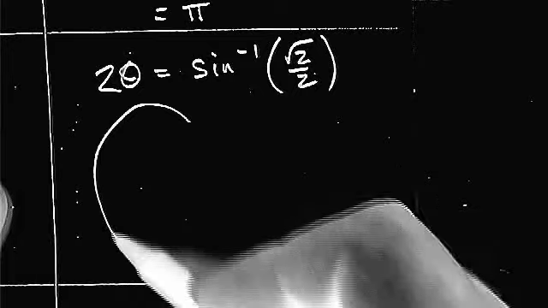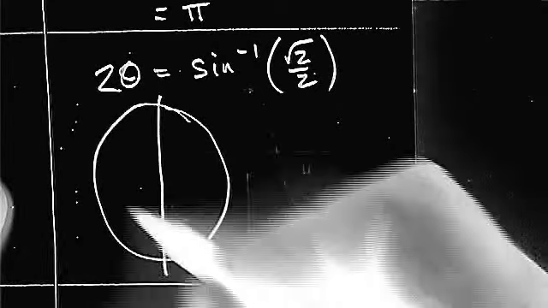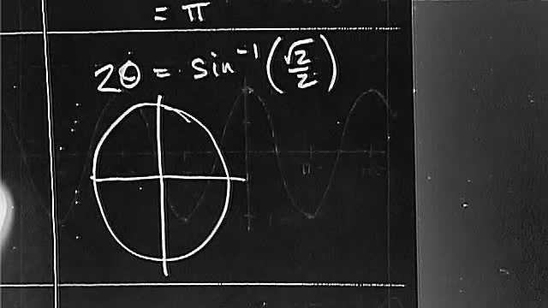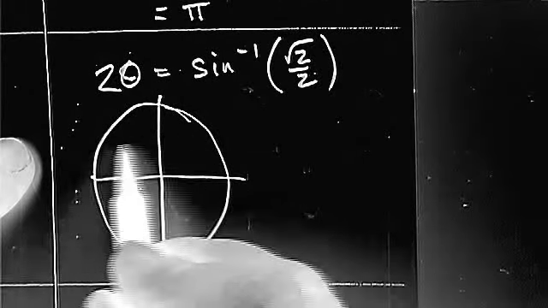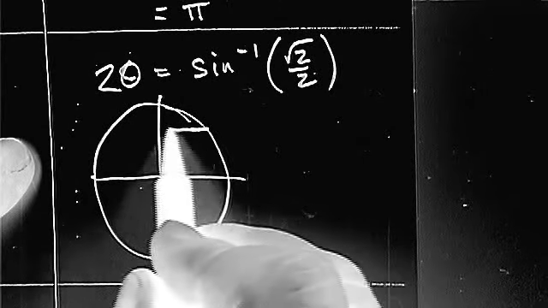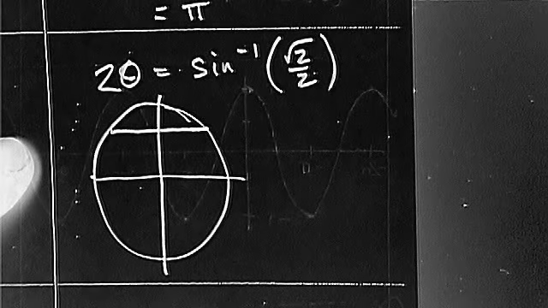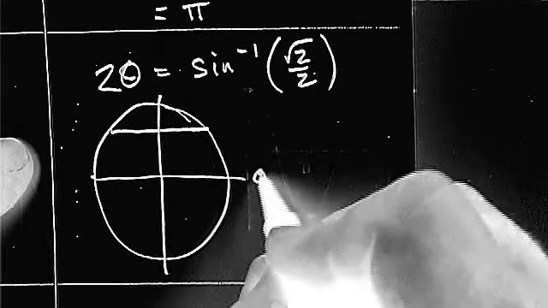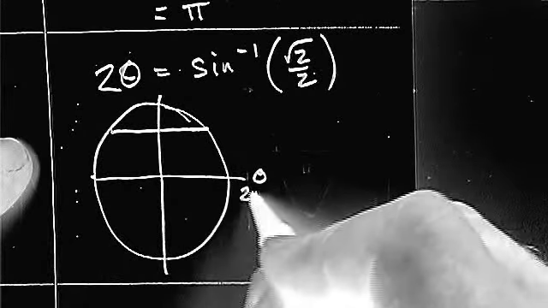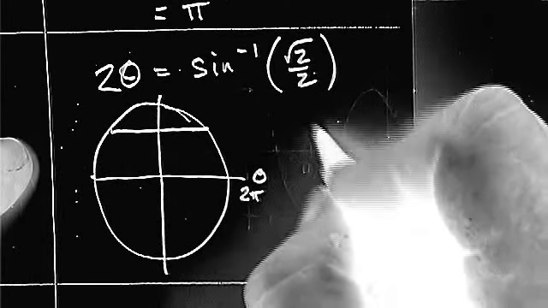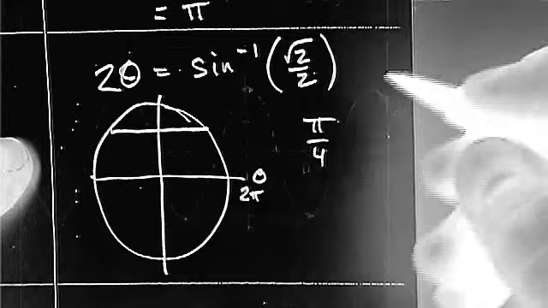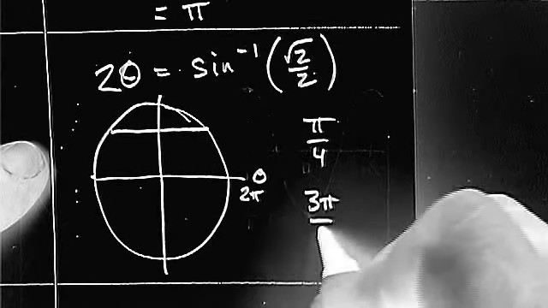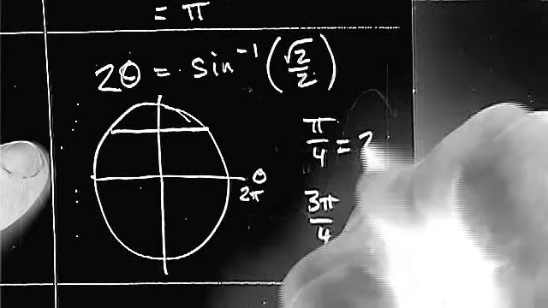Well, think about that. Where is the y value equal to radical 2 over 2 between 0 and 2 pi? That's one trip around the circle. Well, that'd actually be equal to pi over 4 and 3 pi over 4. Now those are both equal to 2 theta.